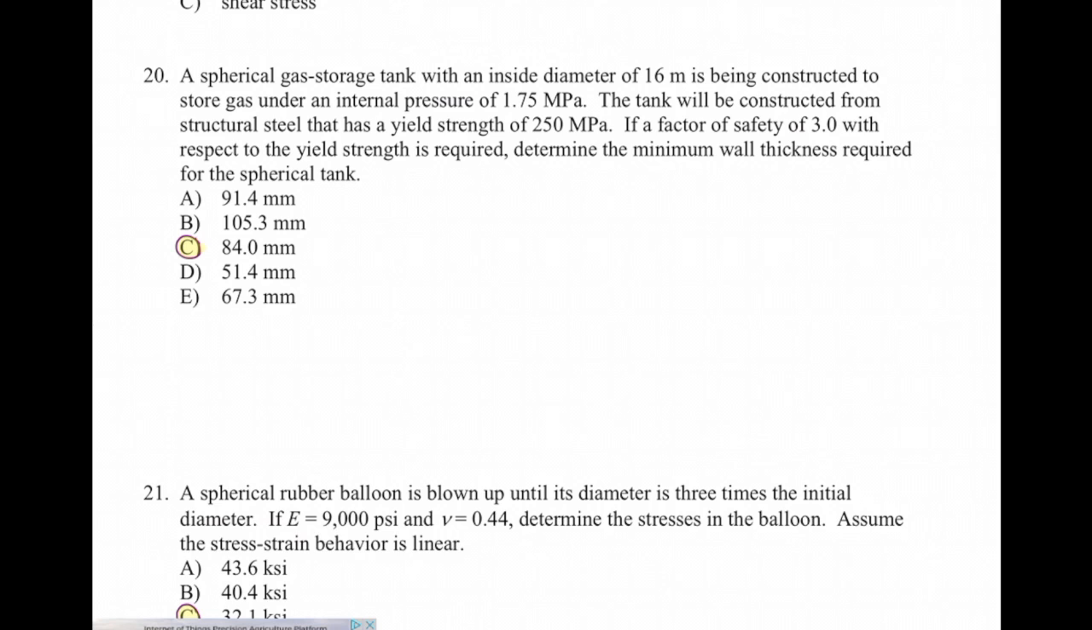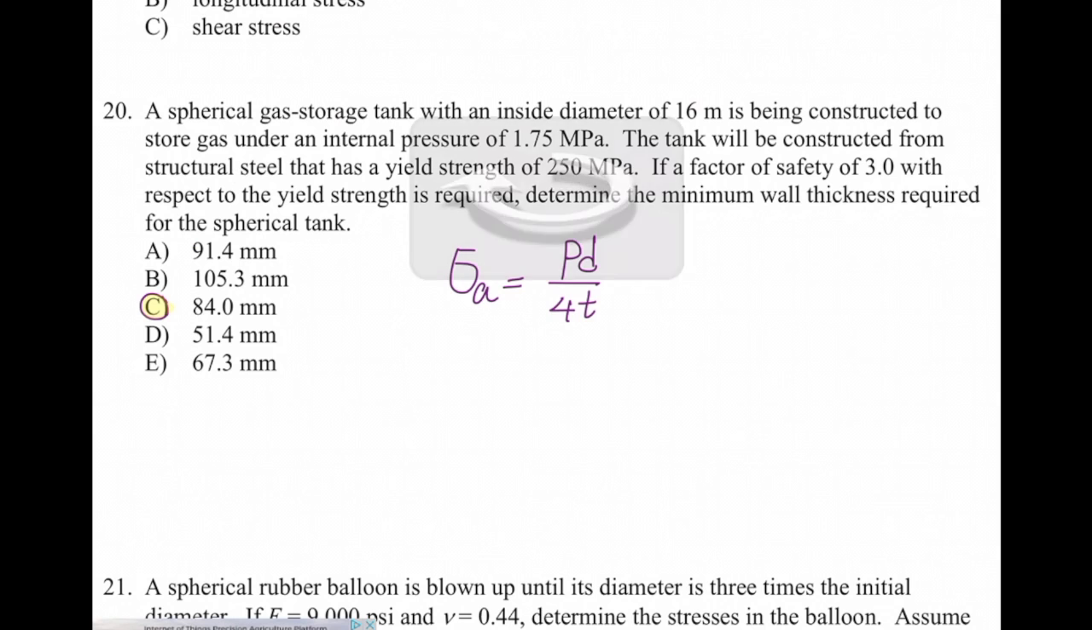We have one sphere. Internal pressure causes tensile stress on the wall of that, and we want to see how much would be the required thickness. So we need to determine how much is the stress caused by that internal pressure. That would be PD over 4T, and this one should be smaller than the allowable tensile stress of that steel, which is yield stress divided by the factor of safety. So this is the design equation that we have. Everything here is known but the thickness, and we can solve that for thickness.